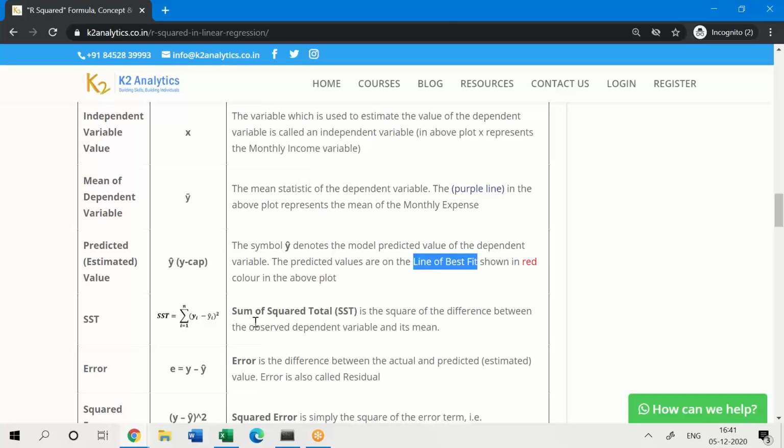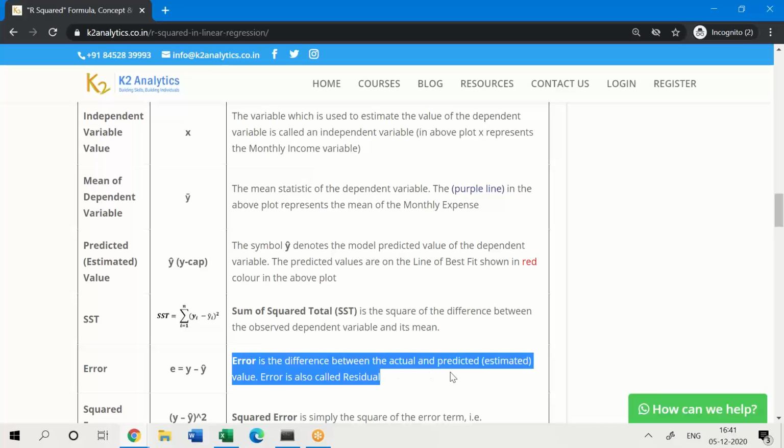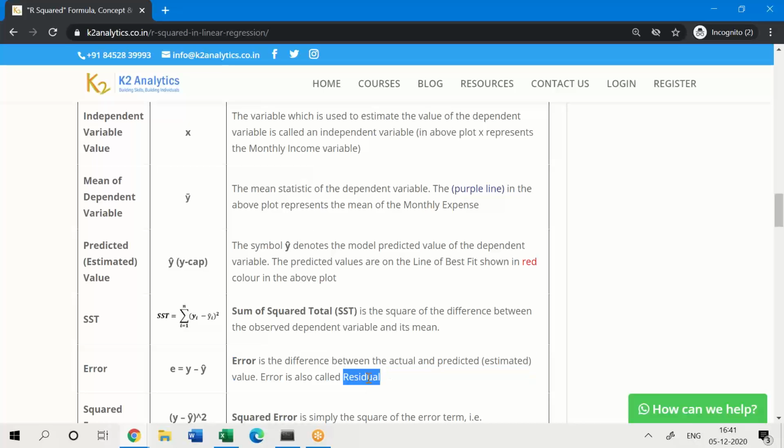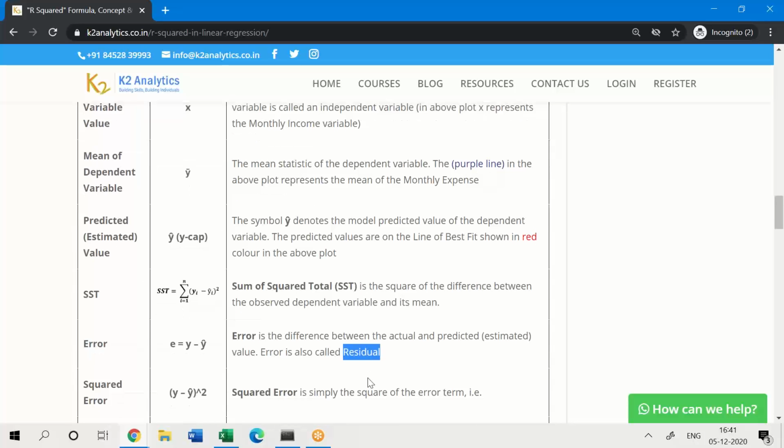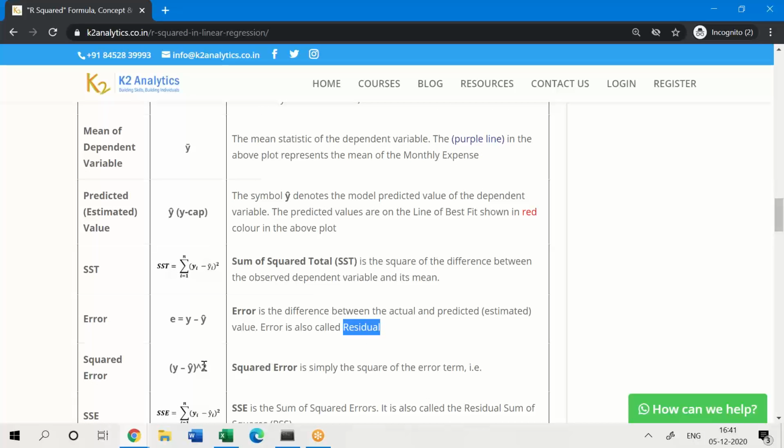Y minus y cap is error. Y is the actual value, y cap is the model predicted value, and that is error. Error is the difference between actual and predicted. Error is also called residual. Y minus y cap the whole square is called squared error.